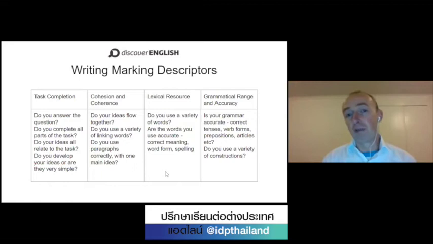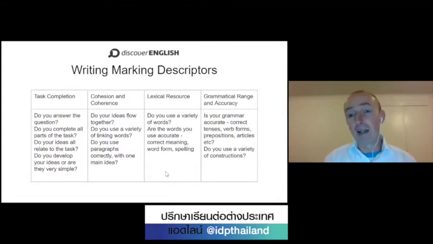Then there's lexical resource, and that just means vocabulary, really. Do you use a variety of different words, or are you just using the same words over and over? And are the words you're using accurate? When I say that, I mean, are they the correct words, with the correct meaning? Is the word form accurate? If you're supposed to have an adverb, are you using an adverb, or are you using an adjective or a verb or a noun? And then, of course, spelling. Spelling's a big part of it too.